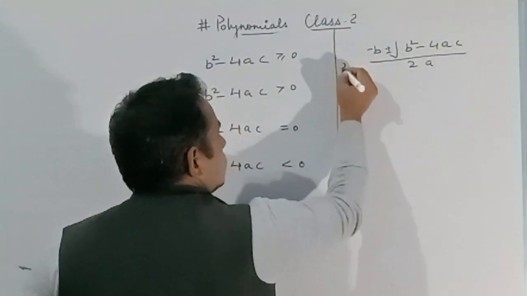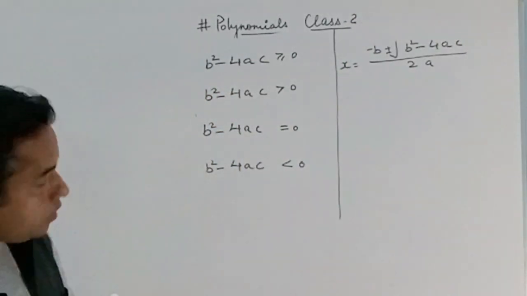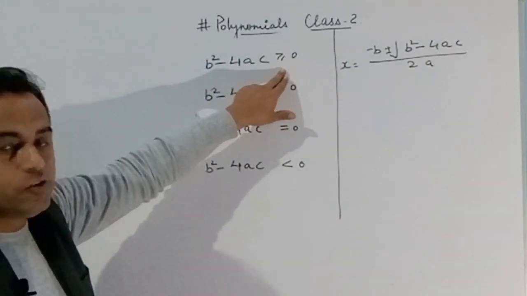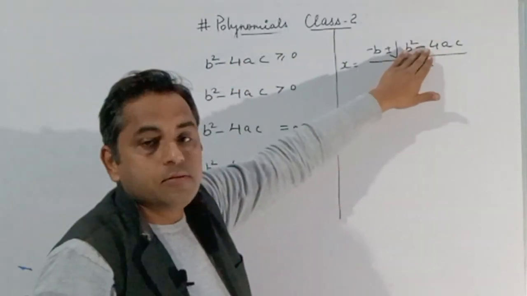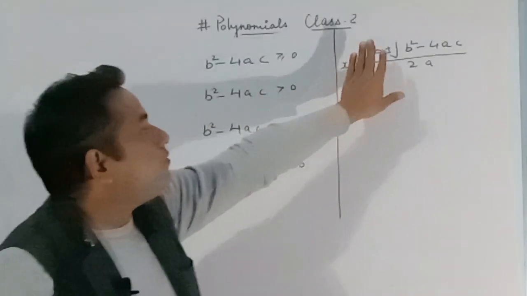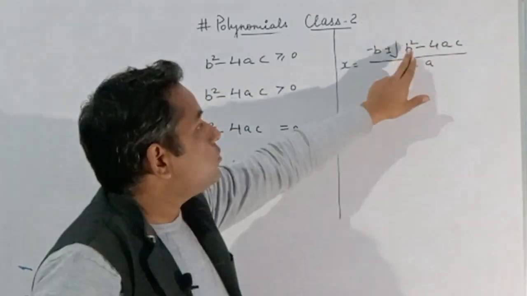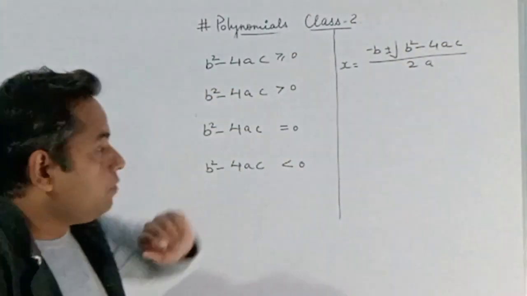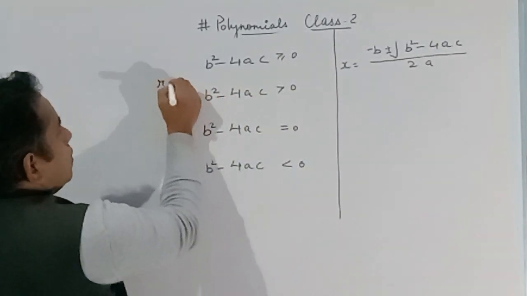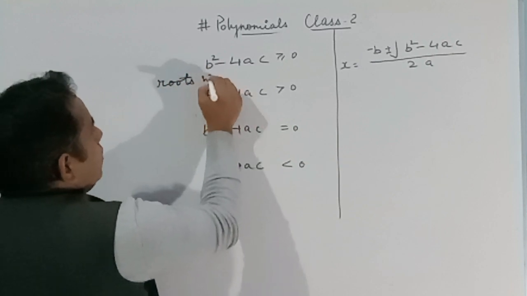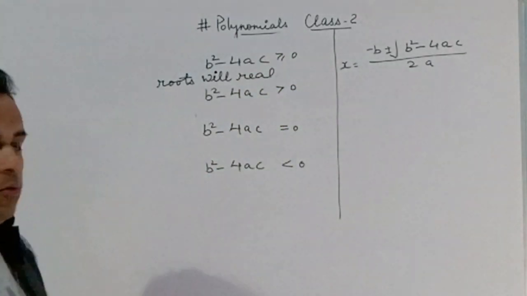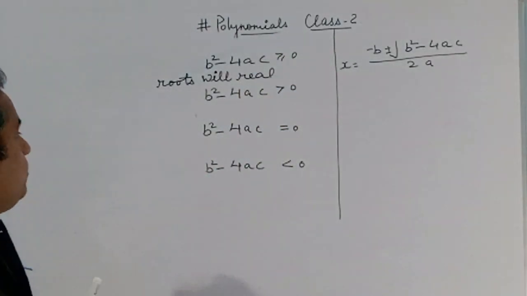Now see, if we have a discriminant b square minus 4ac greater than 0, that means this is a positive quantity. Whatever we will have, this is positive, and then the operation with this, that means real. Its roots will be real. Okay, roots will be real.